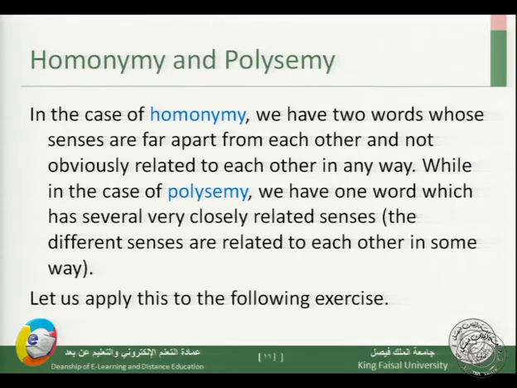Okay, so moving on to something else, to other sense relations. So far we've been discussing antonymy. Now we're going to move on to homonymy and polysemy. We just want to give the difference between the two. If you forgot, we mentioned it previously. We said that in the case of homonymy, we have two words whose senses are far apart from each other. So two words that have different meanings, that are not related to each other. So you cannot really say that this sense is related to the other sense. Well, in the case of polysemy, we have one word with more than one sense, and these senses are closely related.